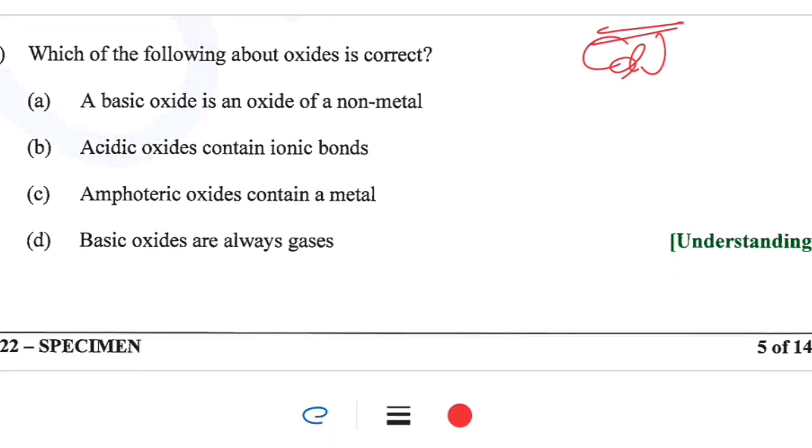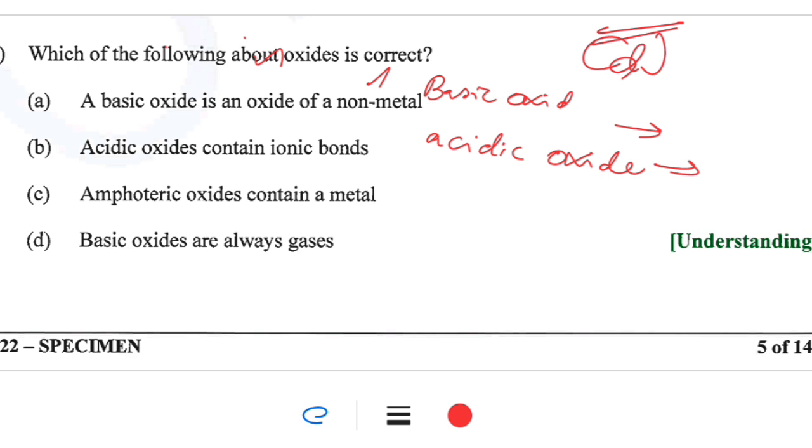Here we have our next question. Which of the following about oxide is correct? Option A is basic oxide is an oxide of non-metal. Is that correct? Before we know that, let me write down basic oxide and acidic oxide.